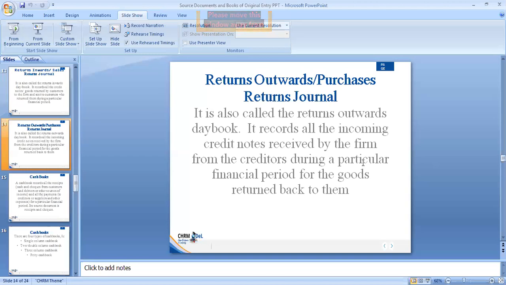Maybe I will give you a format for those four particular documents: the sales journal, the purchases journal, the return inwards journal, and the return outwards journal. Let me see.